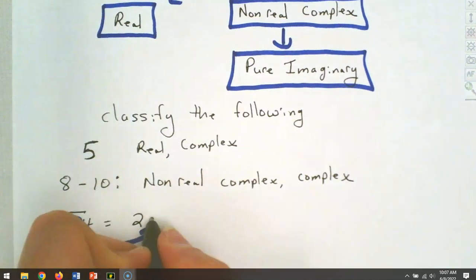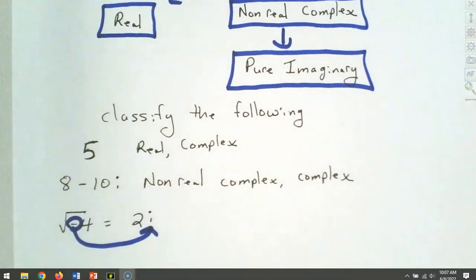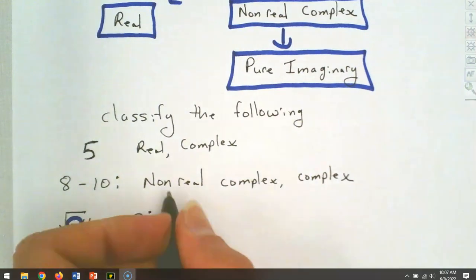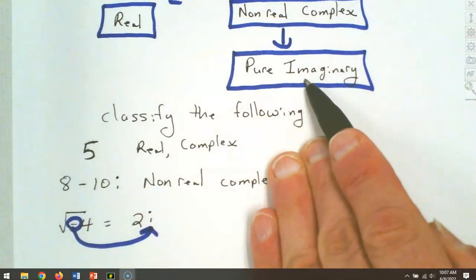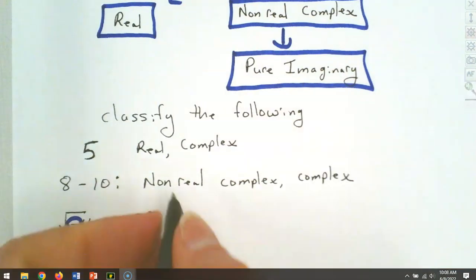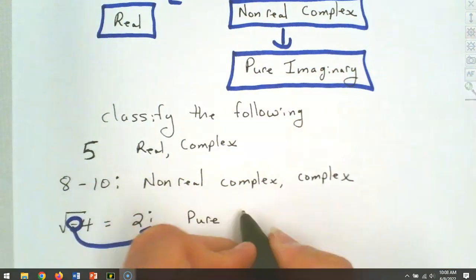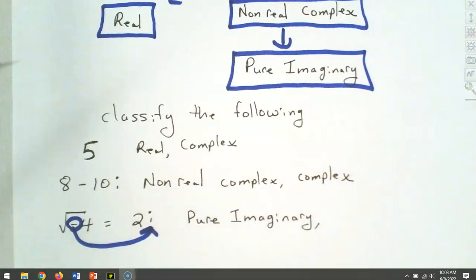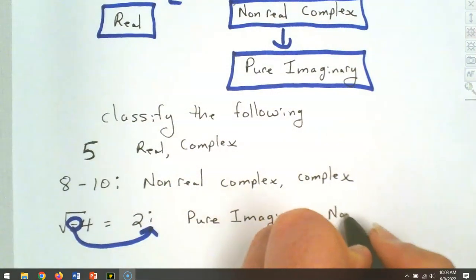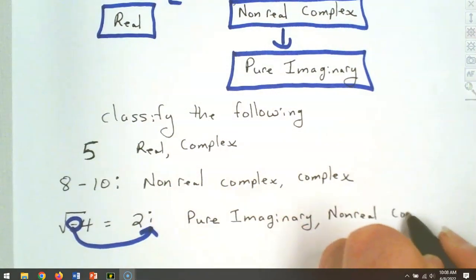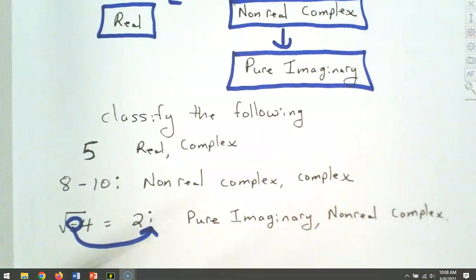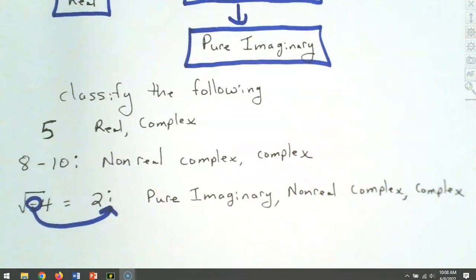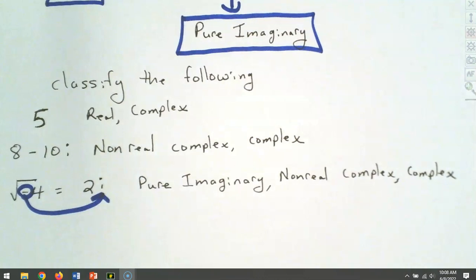Now, what is 2i? Is 2i real or non-real? Non-real. Is 2i pure imaginary? Yes. So now it's 3 types. So it's pure imaginary, following the tree up, it's also non-real complex, and it's also complex at the very end, because all numbers are complex. So it's all 3. Pure imaginary, non-real complex, and also complex.